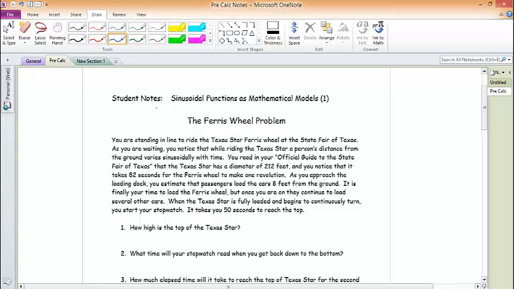Howdy y'all, today we're doing sinusoidal functions as mathematical models day 1. And we're going to be solving this Ferris wheel problem.